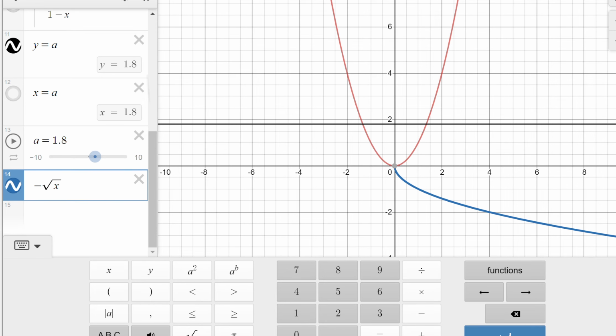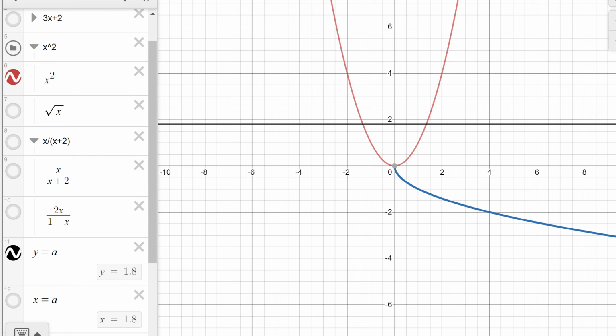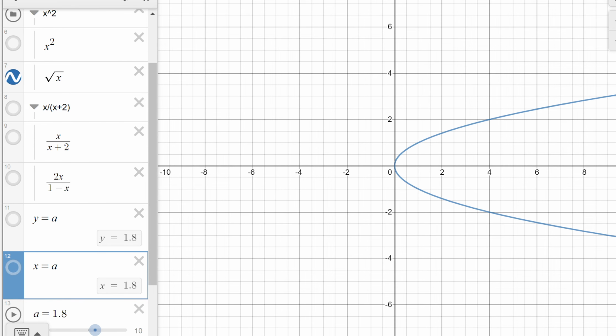We had square root of x and we had negative square root of x. So basically we have these items, right? Now this does not pass the vertical line test, because if I put the vertical line test back on, it intersects twice. So the inverse function of our x squared is not a function. So you can't have an inverse function that isn't a function.